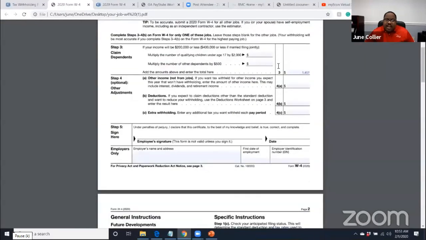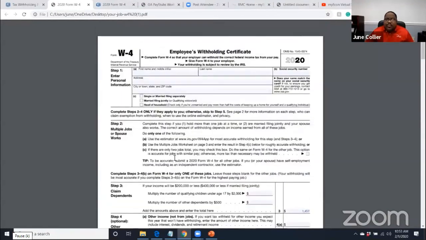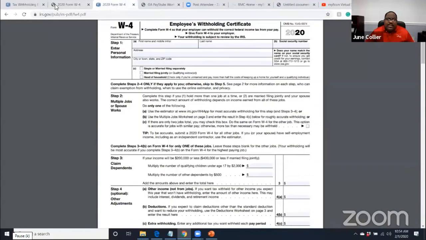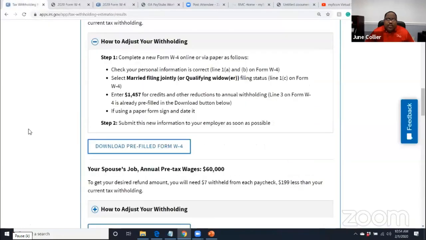The information has already been filled out in block number 3, and then all we need to do is just sign and turn this in to our employer. It's just that simple. And so the IRS has made it extremely, extremely simple for you in order for you to fill out this Form W-4 very easily. Now, let's do this real quick.